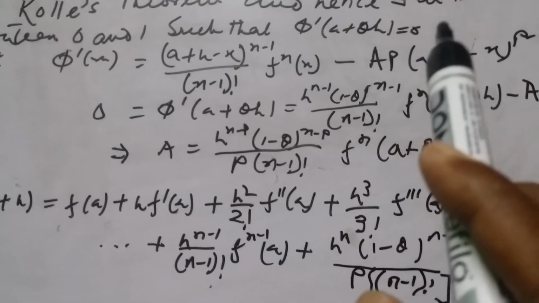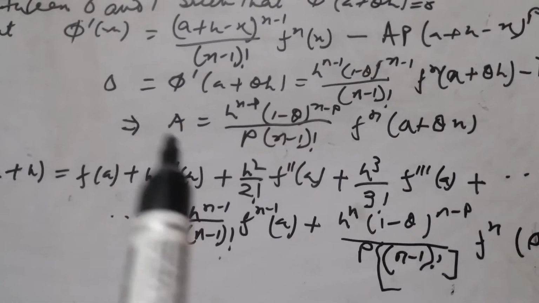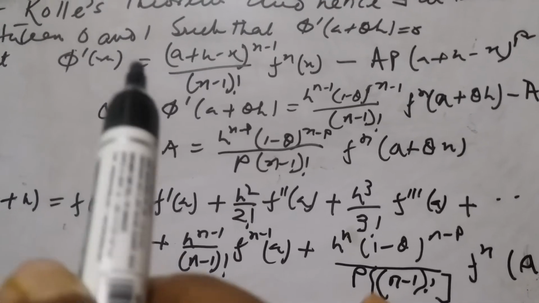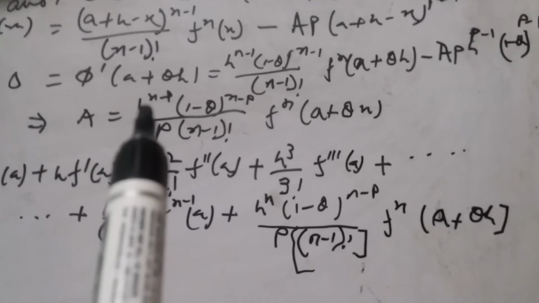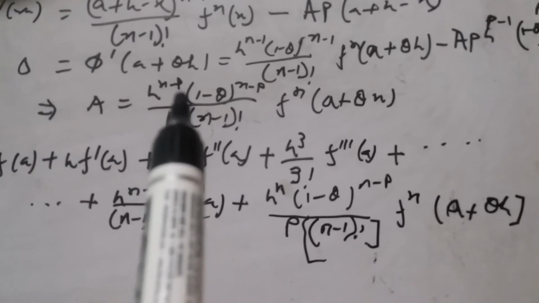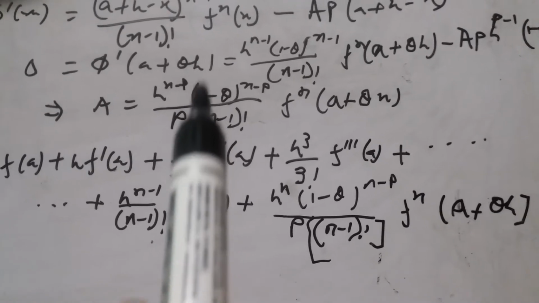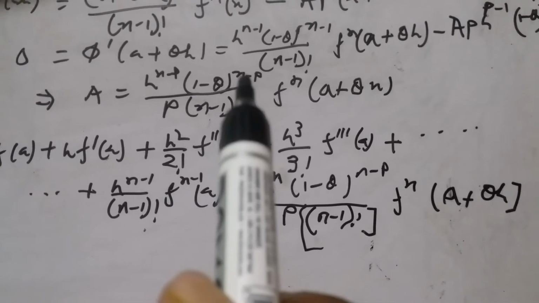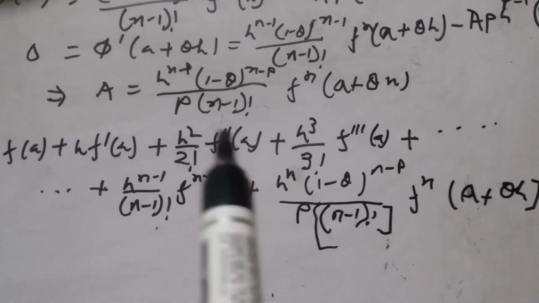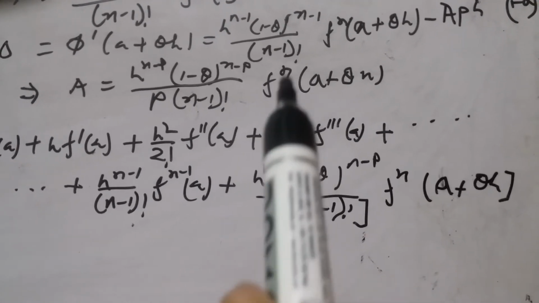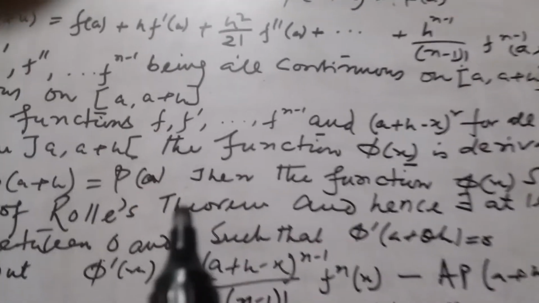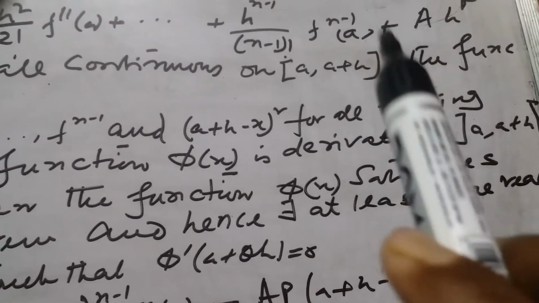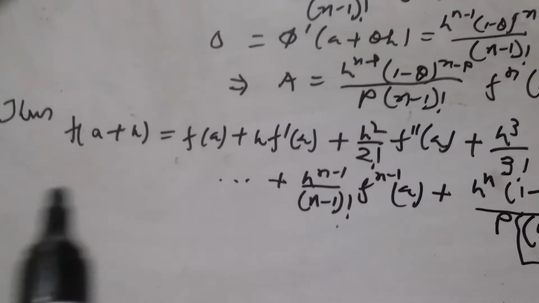such that phi'(a + theta h) equals 0. So put it here, that is equal to 0. After that you get lambda equal to h to the power n minus p into (1 minus theta) to the power n minus p by p into n minus 1 factorial f^(n)(a + theta h), and putting the value of lambda here, you get this result.